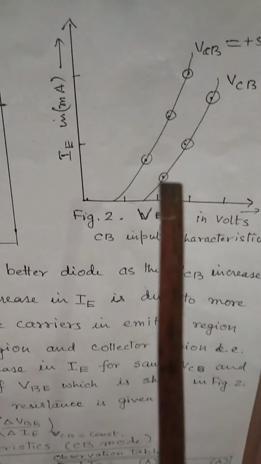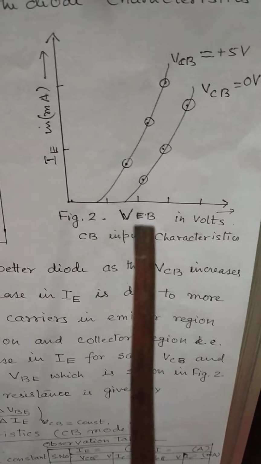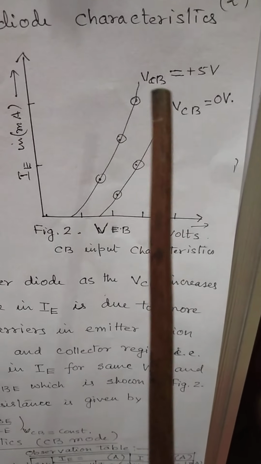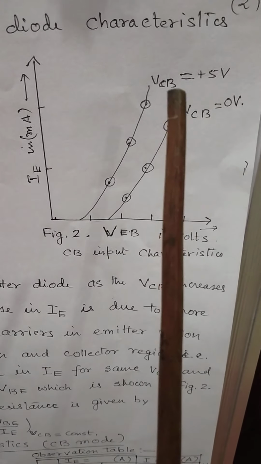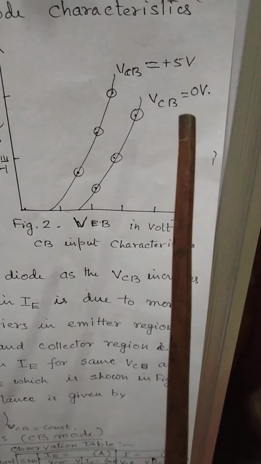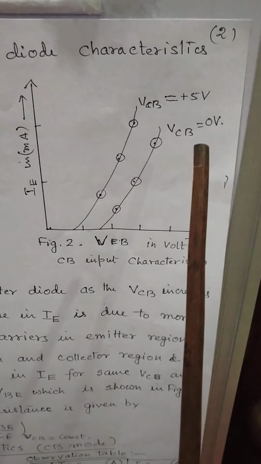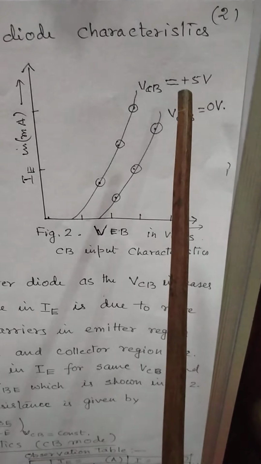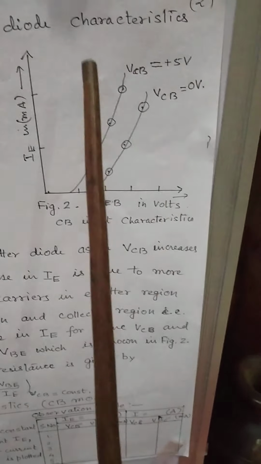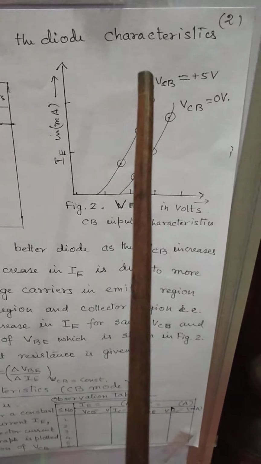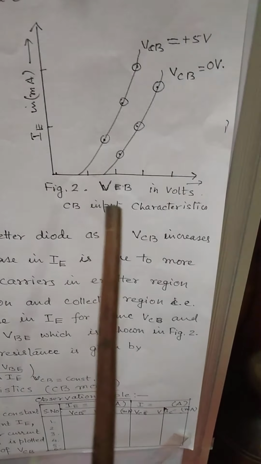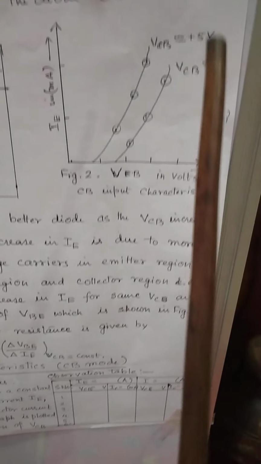the diode characteristic. Now here we have shown the characteristic for two constant collector base voltages. First of all, we have taken collector base voltage equal to 0, and for the second one we have taken it as plus 5 volts. Other constant values of VCB can be taken, and the graph can be plotted between IE and VEB. So this is the input characteristic of the common base mode.